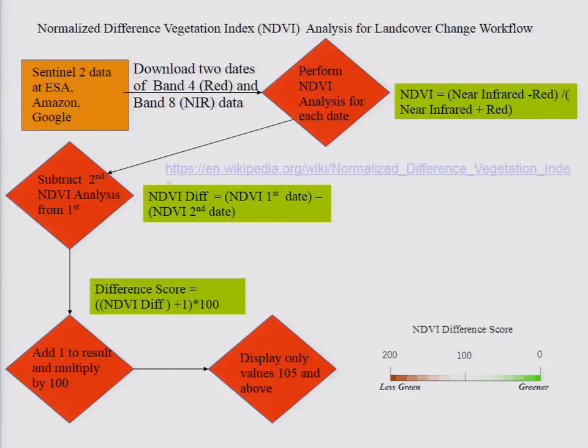So as you can see, on this difference score, 100 is going to be no change whatsoever, and as you go towards 0, things get greener, and as you go towards 200, things are getting less green. And that's how you'll be able to detect if you have a vegetation loss due to some kind of development.